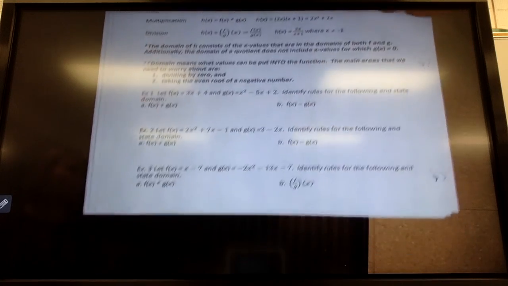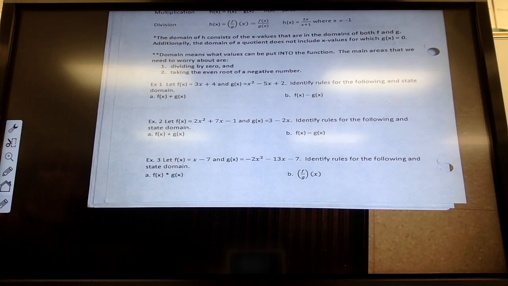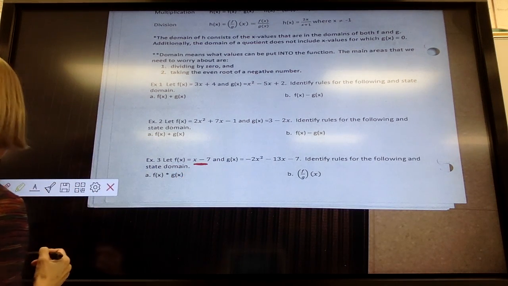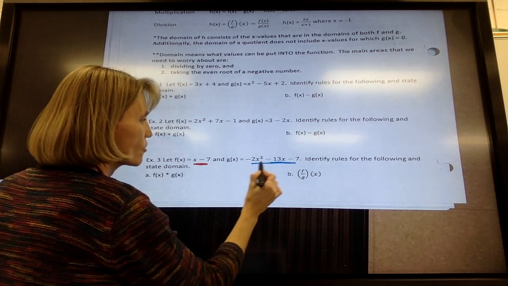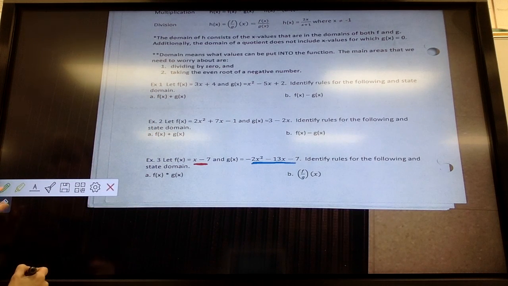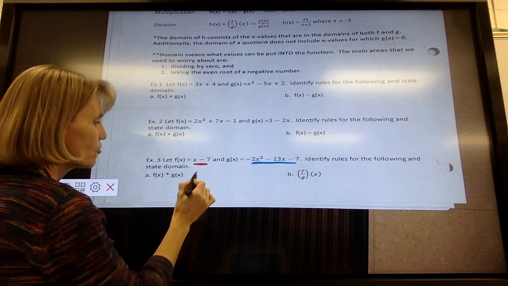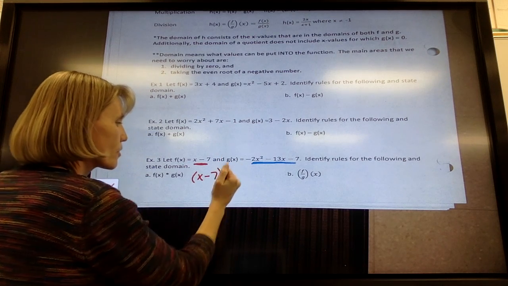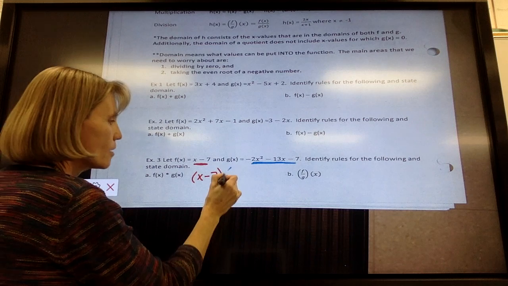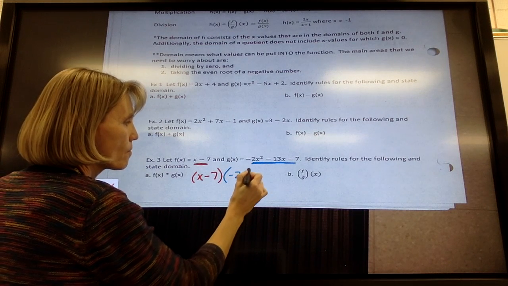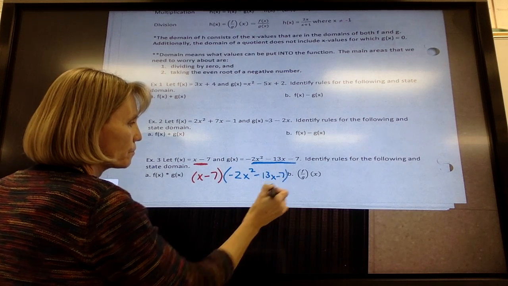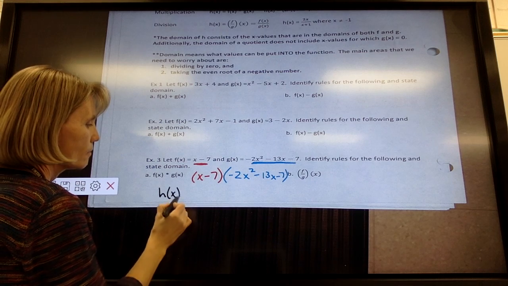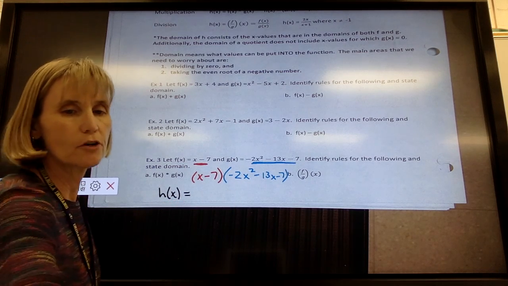Okay, now we're going to do some multiplying. At the bottom here, example 3. Changing our functions again. So here's my f of x function, and here's my g of x function, and they want us to multiply. So f of x comes first, so I'm going to put that in parentheses first. Because I'm multiplying, I'm using parentheses. And I'm going to take it times the g of x. Okay, how do you do that? In order to do that, I'm just going to have to distribute here.